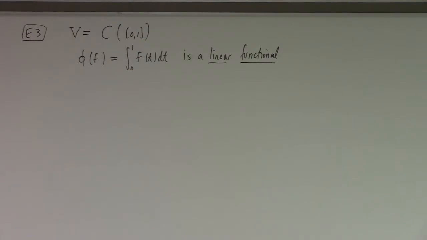Anyway, so that's an example of a linear functional. You can see that it's linear in f, right? And the output's a number. So that's a mapping from continuous functions to the reals. So that's a covector.